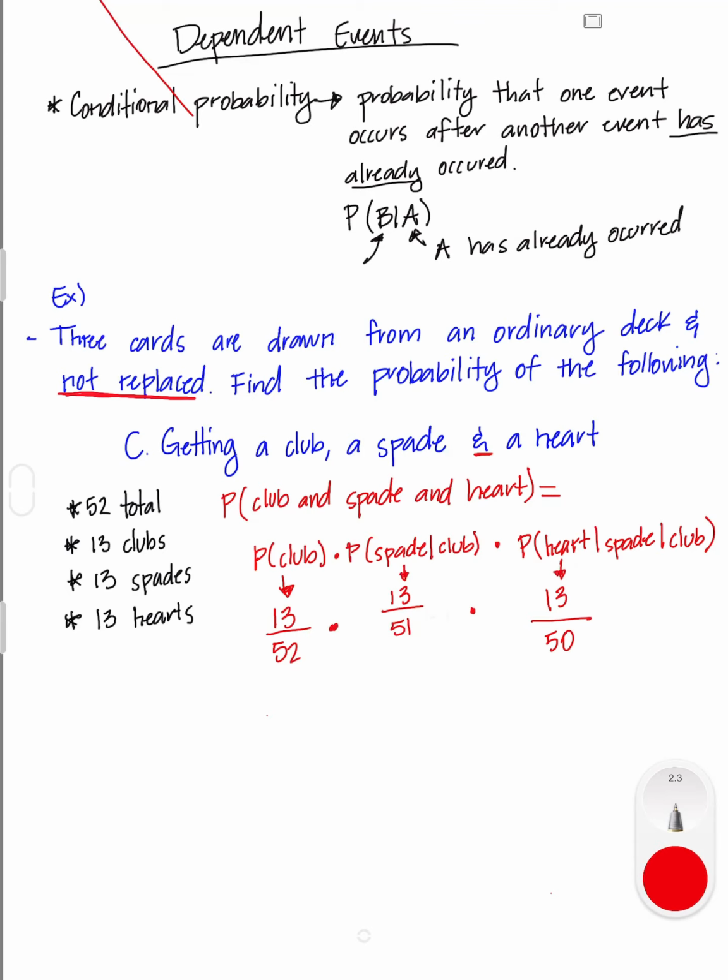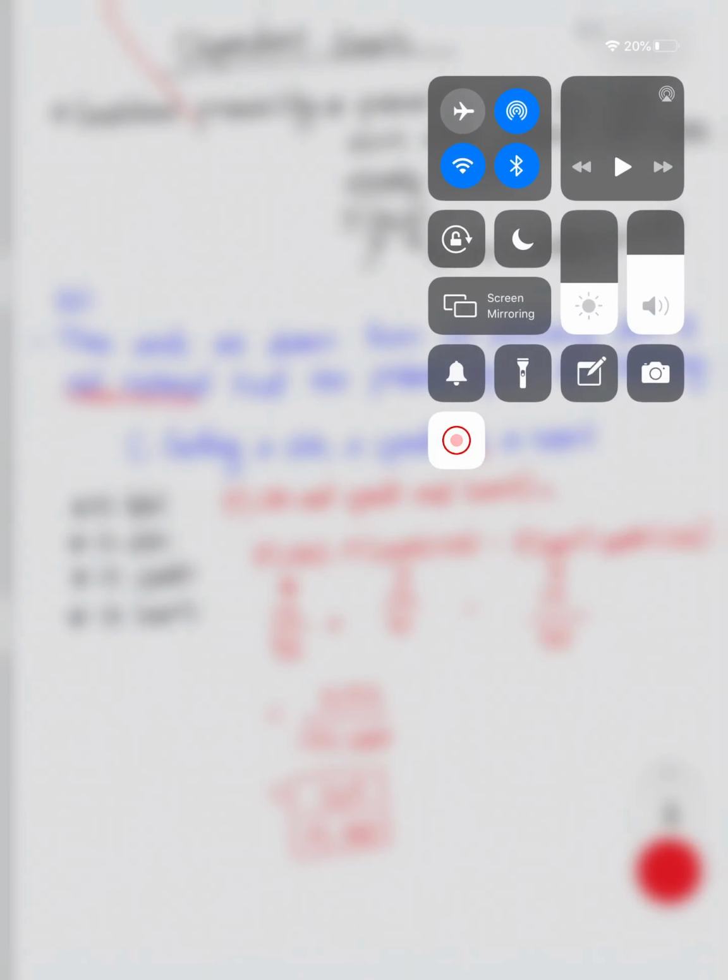So this is gonna give us a total of 2,197 over 132,600, and then this reduces to 169 over 10,200, and that is the probability of selecting a club, a spade, and a heart from an ordinary deck.